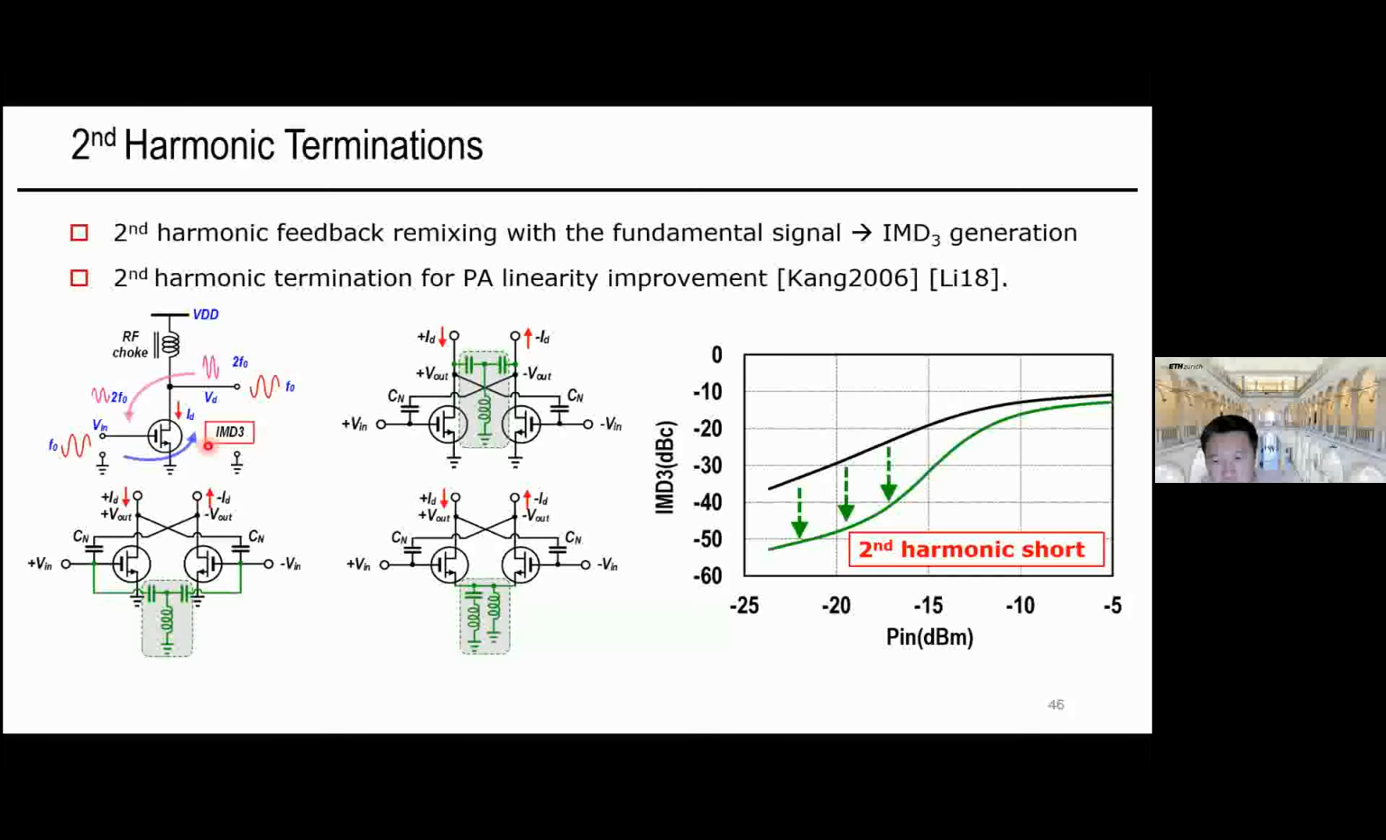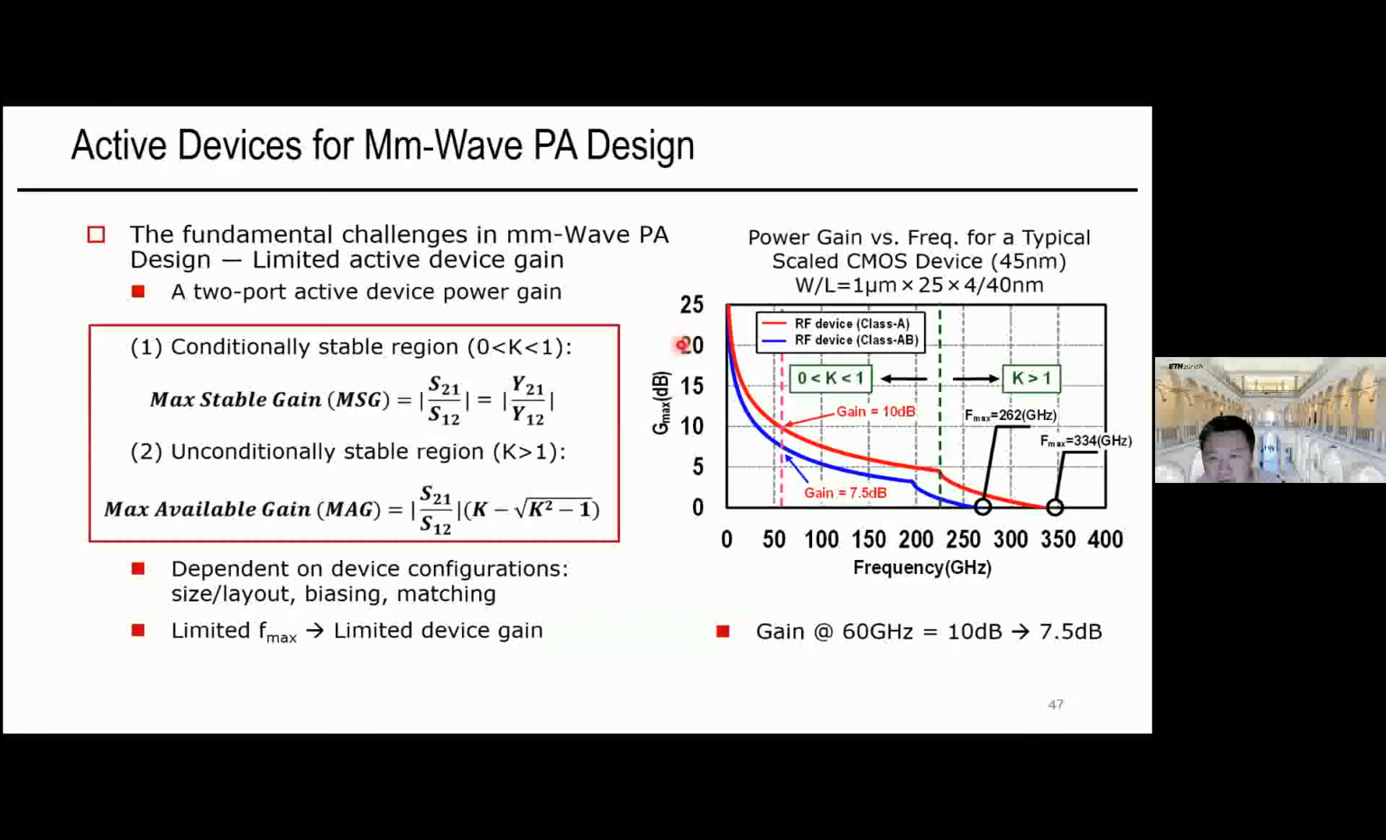and then both AM to AM and also AM to PM distortions. So there are different ways to suppress these signal harmonics, and we can have output filtering, input filtering, and also source node filtering. Right, so we can see that typically by applying these signal harmonic short circuits, we can really improve the IMD3 and the performance as well. If you are interested, please refer to these two example papers. They are talking about the details.